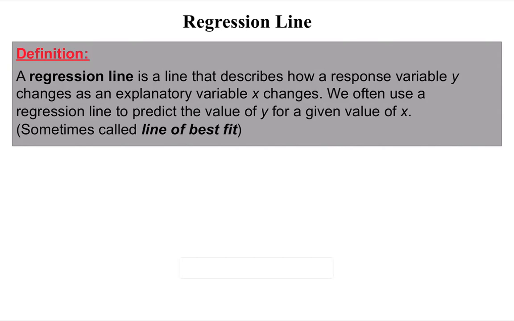Sometimes they call it linear regression. Sometimes they call it regression line. Sometimes they call it line of best fit. Sometimes it's called the least squares regression line. It's got a bunch of names, but it's all the same thing. So what is it? It's a line that describes how a response variable, y, changes as the explanatory variable changes as well. So we often use a regression line to predict. That's the main thing right here. We use it as a predictor of what's going to happen. Predict the y value for a given x value. Okay, that's the definition.